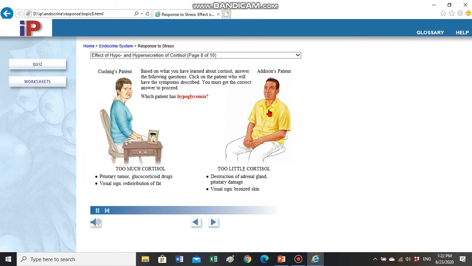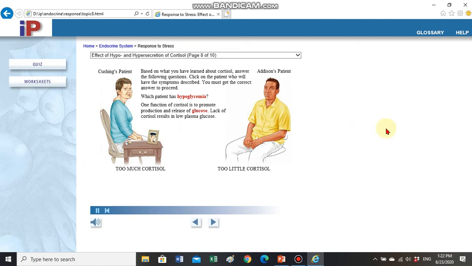Which patient has hypoglycemia? One function of cortisol is to promote production and release of glucose. Lack of cortisol results in low plasma glucose.